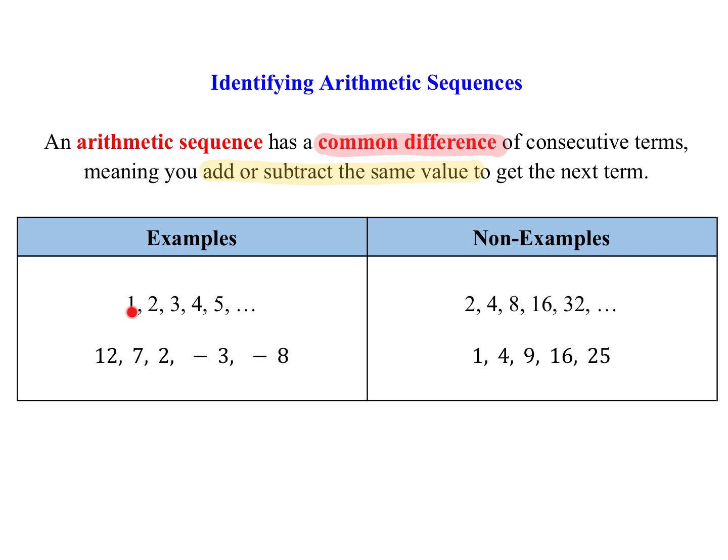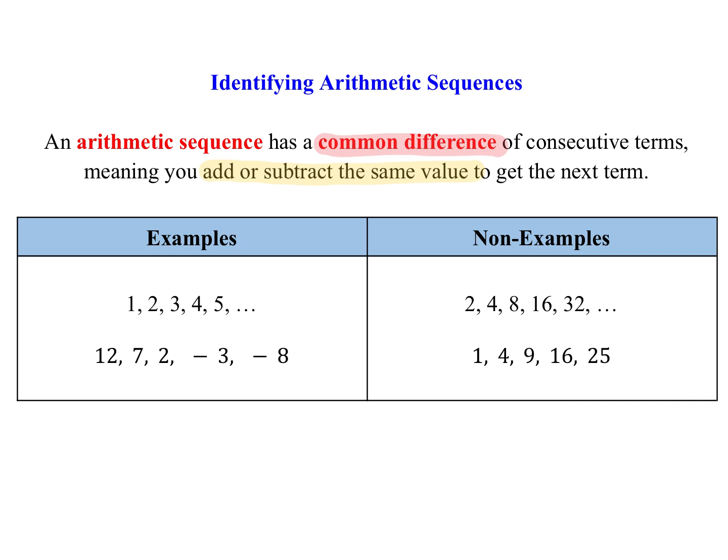So here's a couple examples. 1, 2, 3, 4, 5. You're adding 1 to get to the next term. 12, 7, 2, negative 3, negative 8. You're subtracting 5 to get to the next term. So for the first one, the common difference is 1. For the second one, the common difference is negative 5.